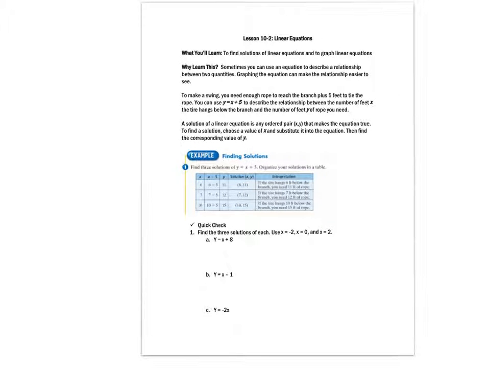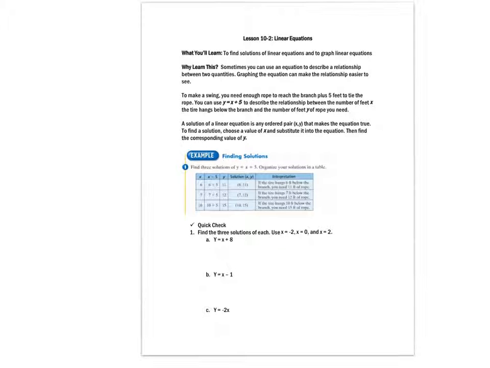Today we're going to be taking a look at linear equations. What we're going to learn today is how to find solutions of linear equations and how to graph them. You can use this to describe the relationship between two different quantities.